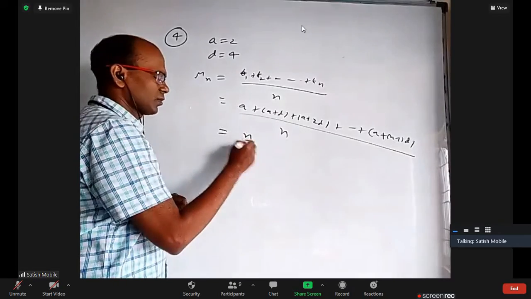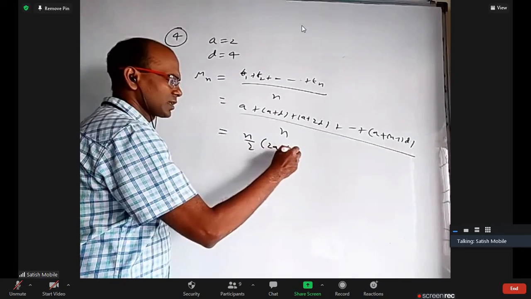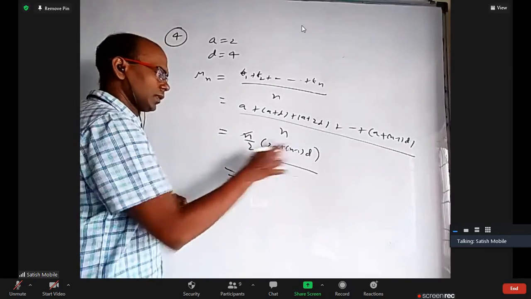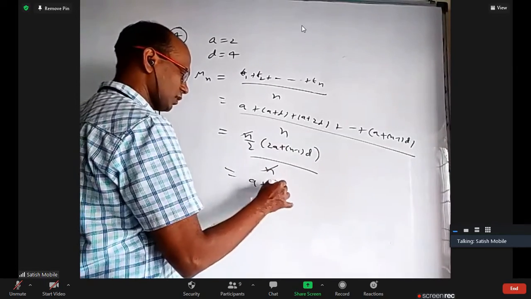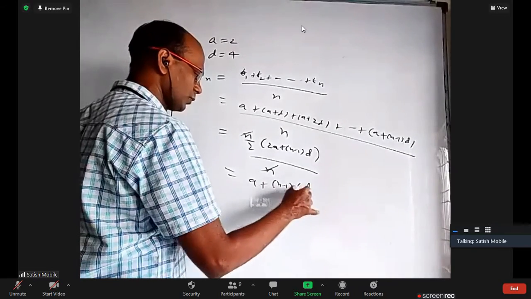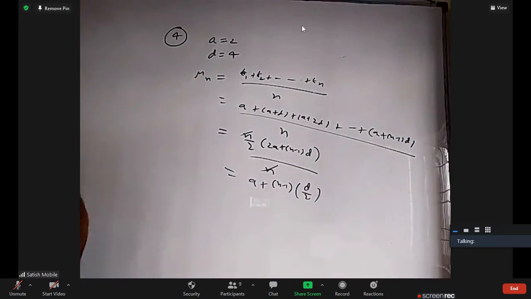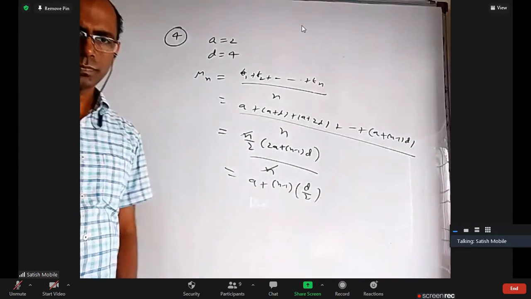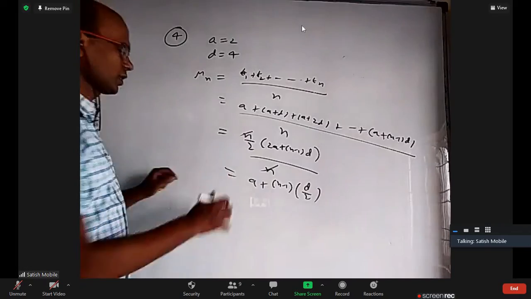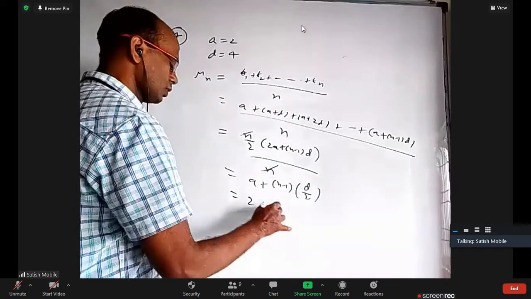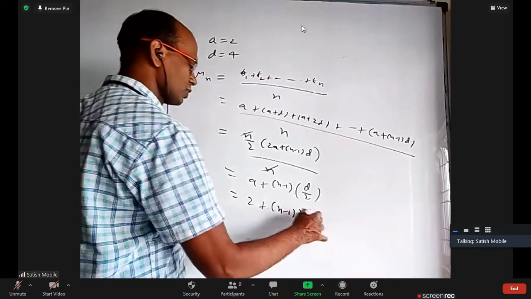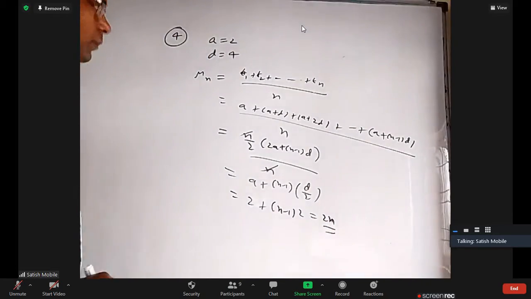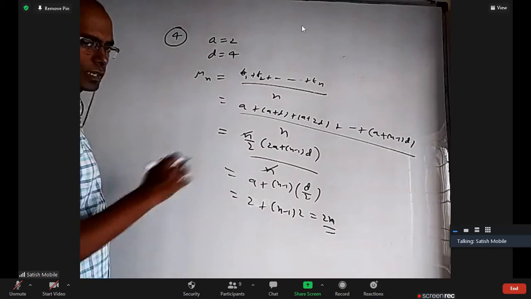That is basically the sum, n by 2 into (2a plus (n minus 1) into d), divided by n. You can cancel n and n, and you'll get a plus (n minus 1) into d by 2. You can see this itself is a general term in an arithmetic progression. In fact, if you substitute a as 2, d as 4, it comes to 2n. So the average of the first n terms of this AP is actually 2n.